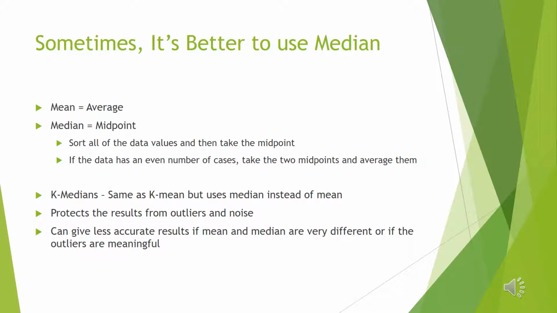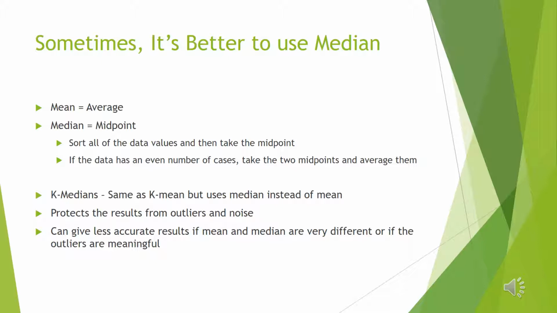On mean, sometimes it's better to use median. Let's talk a little bit about what median is. First of all, as we know, mean is the average. So when we are doing k-means clustering, we are looking at the data points and calculating clusters based on the average value of those data points. So we basically create a centroid based on the average of the data points.